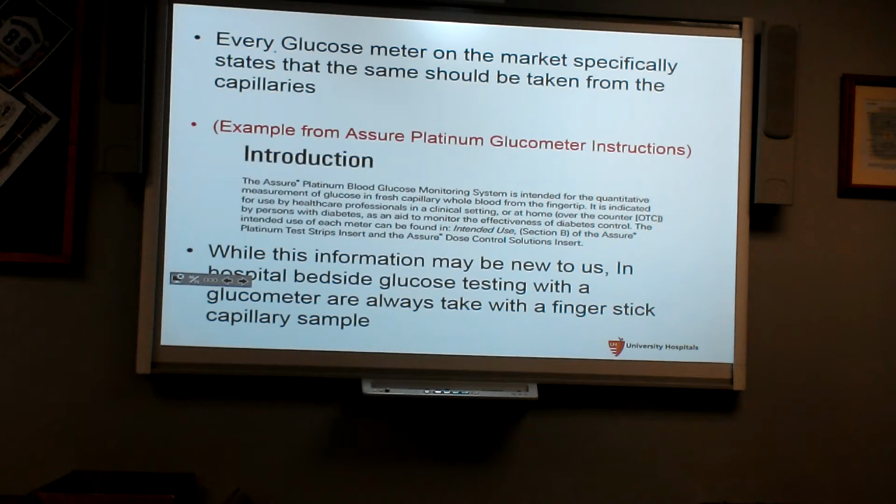You were asking me about the instruction booklet. Yeah, it's here. The Assure Platinum Blood Glucose Monitoring System is intended for the quantitative measurement of glucose in fresh capillary whole blood from the fingertip.